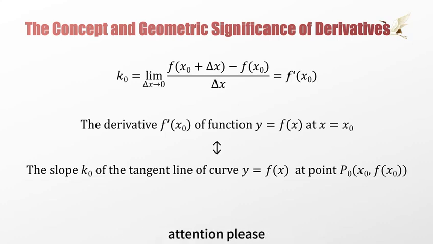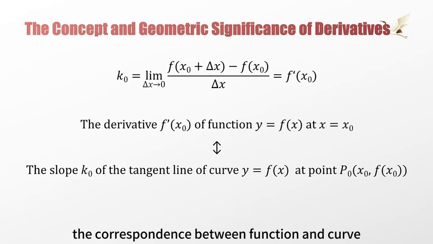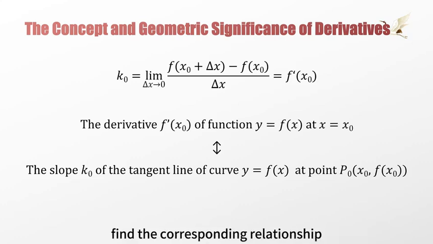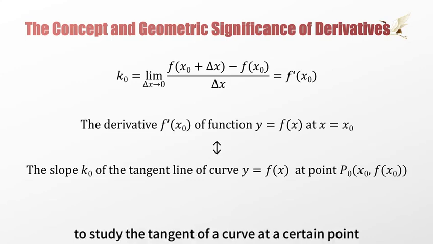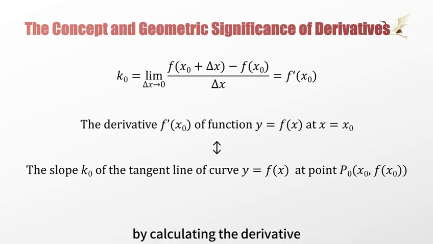Attention please! This is the correspondence between function and curve. Note the corresponding relationship between the point of derivative and the tangent point. With this correspondence, in the future, when we study the derivative of a function at a certain point, it can be transformed into the slope of the tangent of the corresponding curve at the corresponding point. To study the tangent of a curve at a certain point, we can calculate its slope by calculating the derivative of the corresponding function at the tangent point. We have completed the conversion between numbers and graphics.